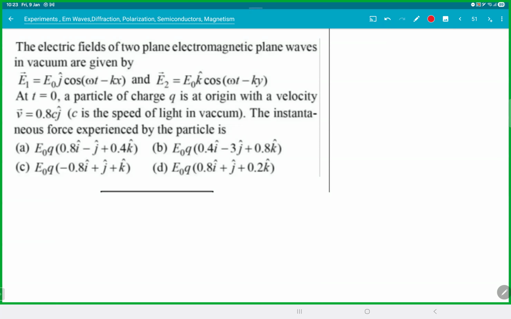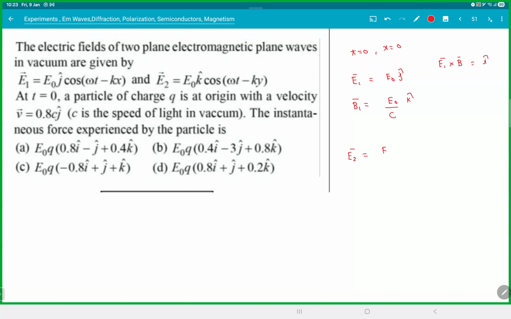So how do we do this? First, you need to find, look at that thing. The first electric field is E naught J cap. So let's substitute the values, okay? It's at t0, x0. So E1 bar at this instant will be E naught J cap. So this will produce a magnetic field B1, which is E naught by c. And what will be the direction? E1 cross B bar must be I cap. So that is J cross K. So this is K cap.